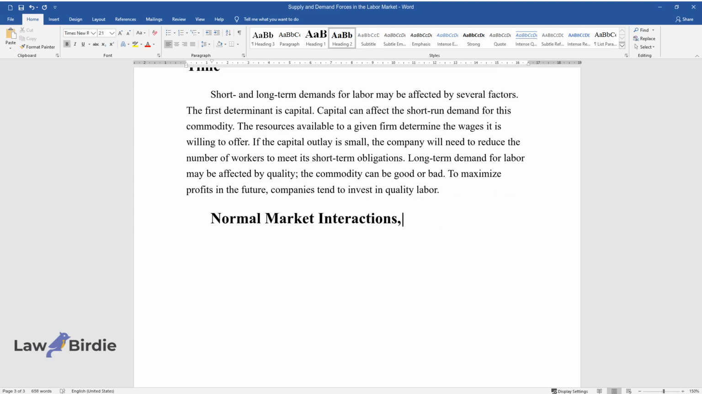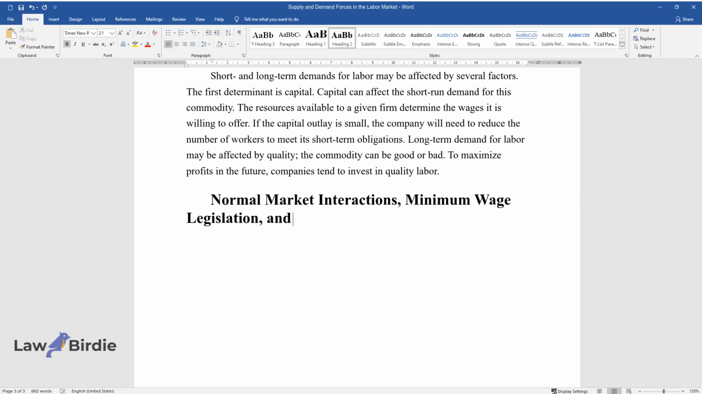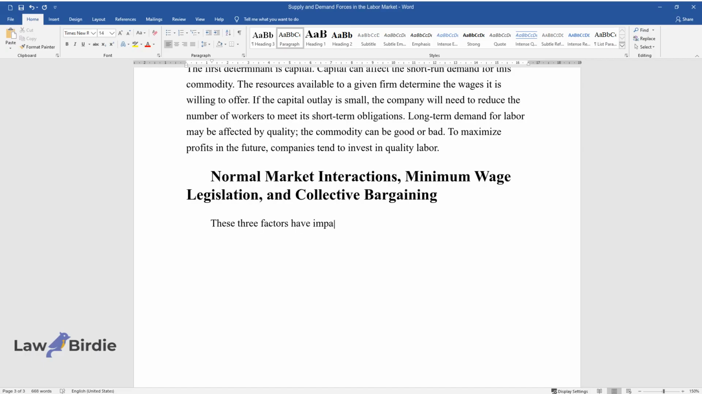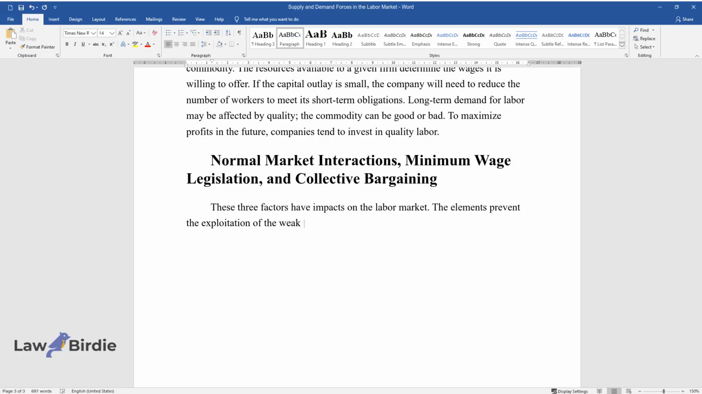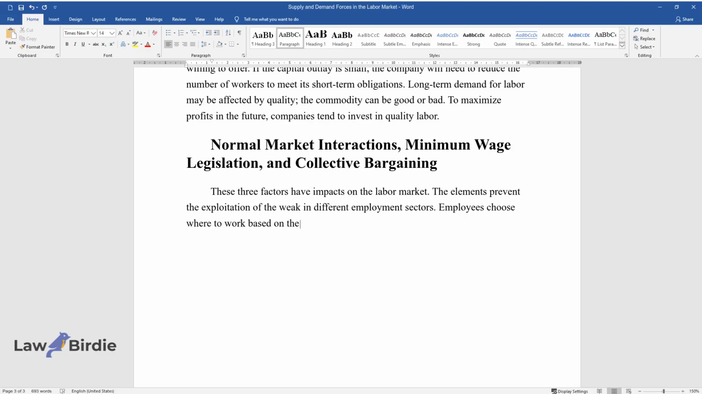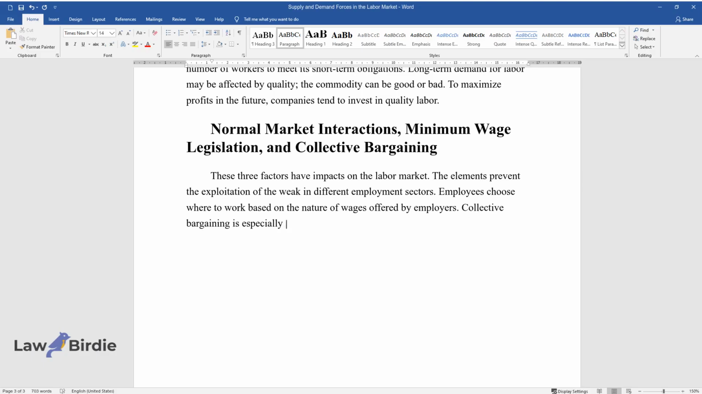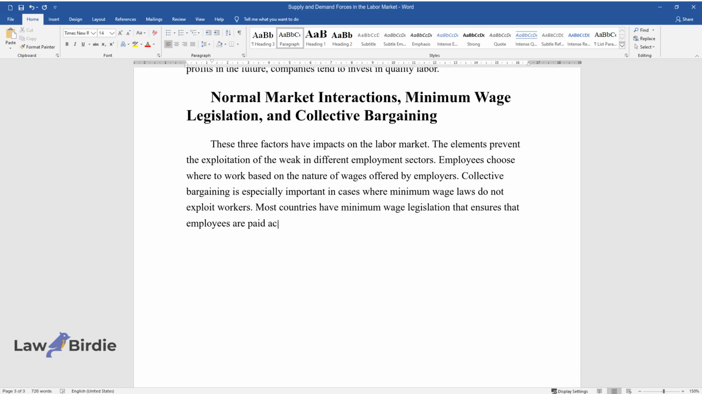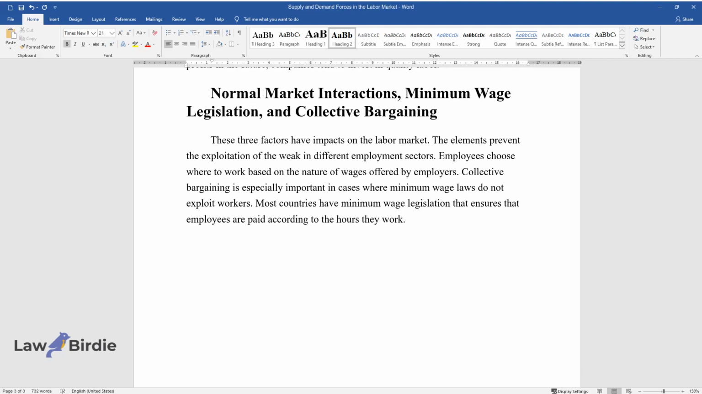Normal market interactions, minimum wage legislation, and collective bargaining. These three factors have impacts on the labor market. The elements prevent the exploitation of the weak in different employment sectors. Employees choose where to work based on the nature of wages offered by employers. Collective bargaining is especially important in cases where minimum wage laws do not protect workers. Most countries have minimum wage legislation that ensures that employees are paid according to the hours they work.